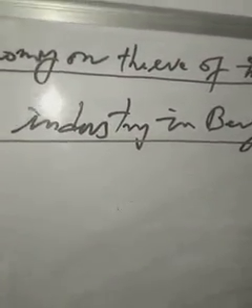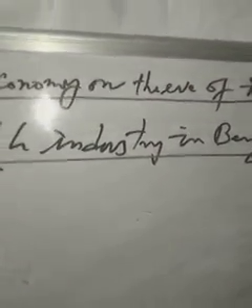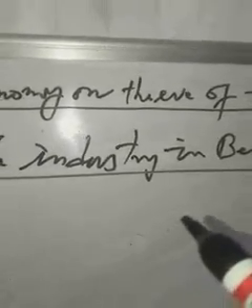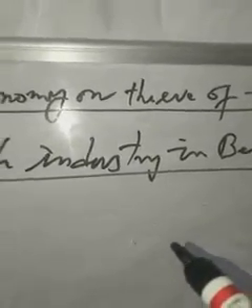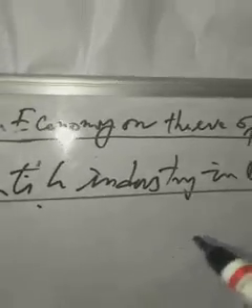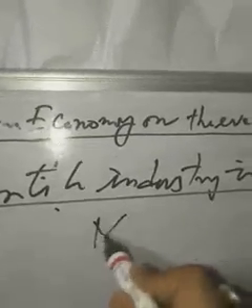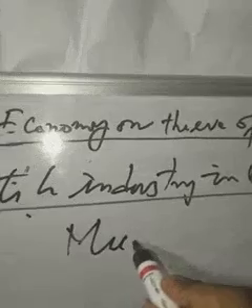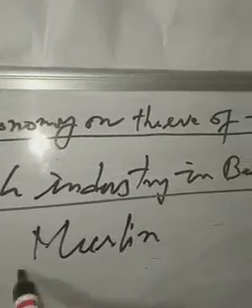Muslin is a cotton textile which is produced in Bengal, mainly in Dhaka, now the capital city of Bangladesh. The most important textile product was muslin.